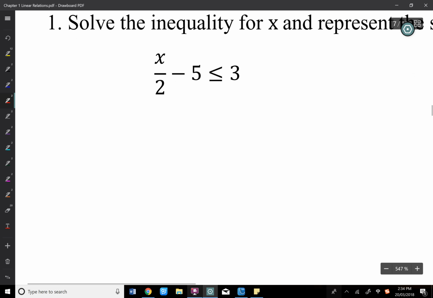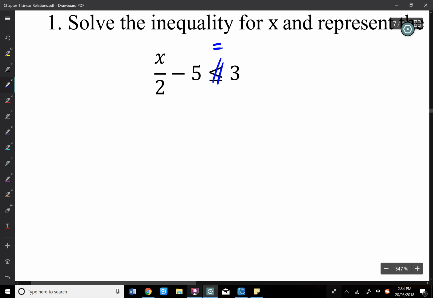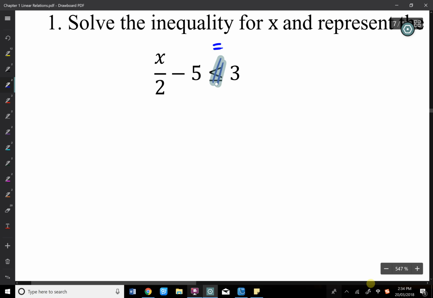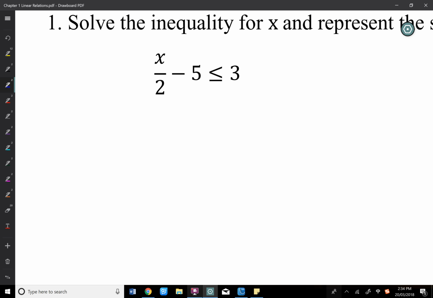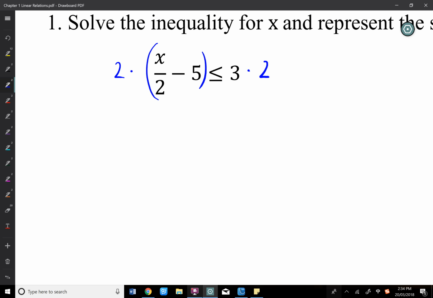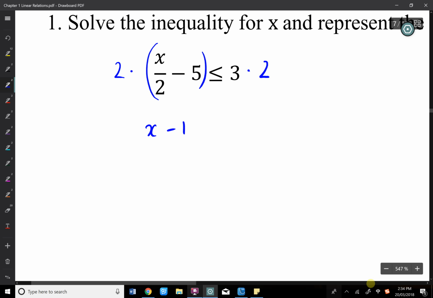So let's have a look at the first one. If we treat this as an equal sign, what's the first thing we need to do? Good, get rid of the denominator. What should we do to get rid of the denominator? Yeah, multiply both sides by 2. Since this is a positive 2, there's nothing wrong with the inequality sign. We can do that definitely, and the sign will remain the same. So we get x minus 10 smaller or equal to 6.